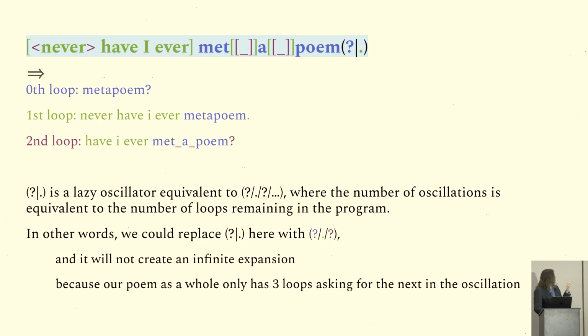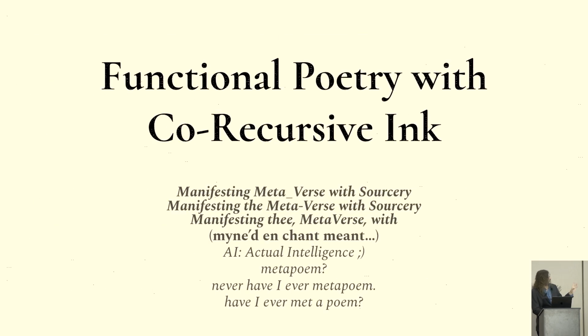Now, again, there was a second part there, which was this. On the first one, meta poem. On the second, never have I ever met a poem. And on the third, have I ever met a poem? And here I demonstrate the only operator we haven't introduced so far, which is the lazy oscillation, which basically infinitely cycles back and forth between however many options you have, and is not non-terminating, because in the end we only draw from it as many bracket depths as we have for the entire poem, which determines the number of loops that we do. So here's again the final little MetaVerse at the bottom here.